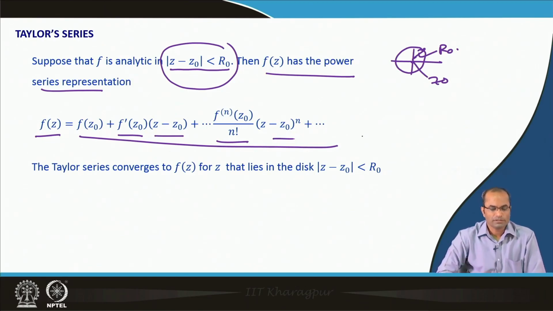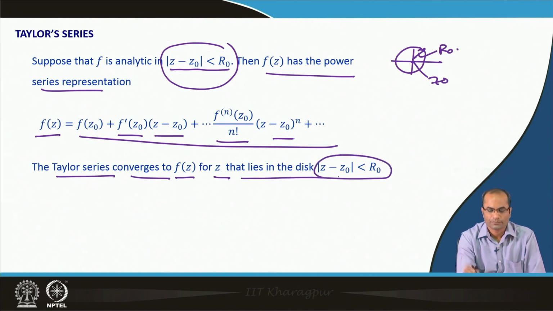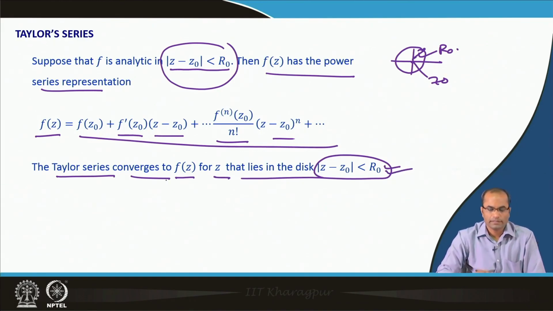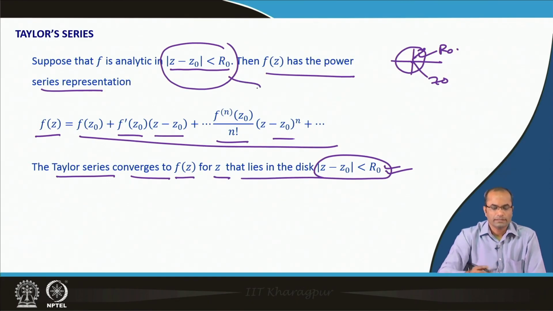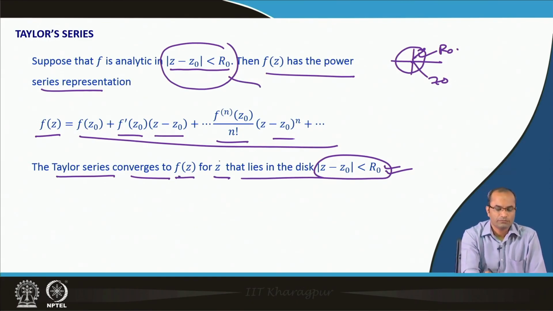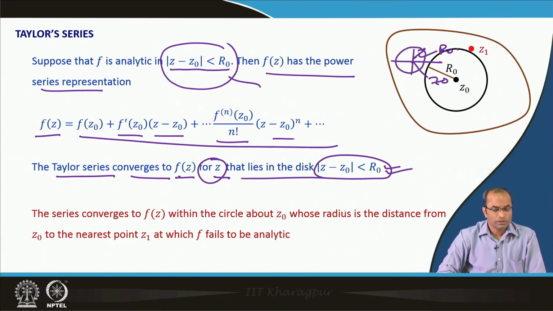And we have also discussed that the Taylor series converges to f(z) for z that lies in this disk. So, |z minus z 0| less than r naught: if f(z) is analytic in this disk, then the series will converge to f(z) for any z that lies in this disk.